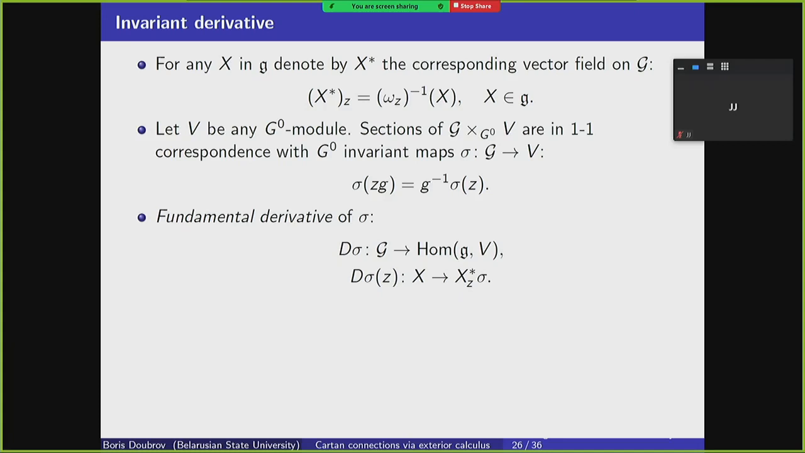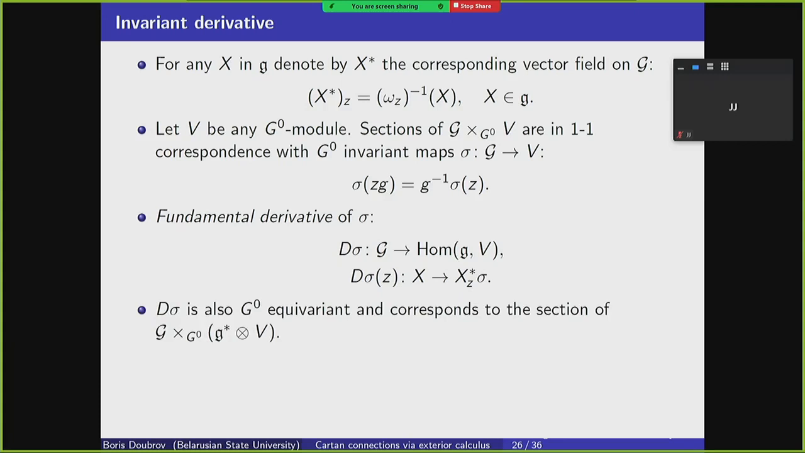We plug into, so the fundamental derivative now takes values in homomorphisms from G to V, because we have to choose an element along which we differentiate. Well, it of course corresponds to equivariant sections of this bundle, and it has a known behavior along vertical directions. This is what was discussed a lot in the talk of Jan.